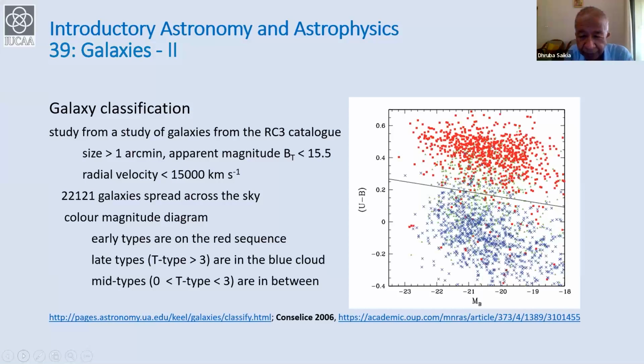Now, this has been the same sample which has been plotted in a color diagram. What you see over here is U minus B, which has been plotted against the absolute magnitude. So what you see over here are the early type galaxies. Why early type? You can see U minus B is positive over here, right?